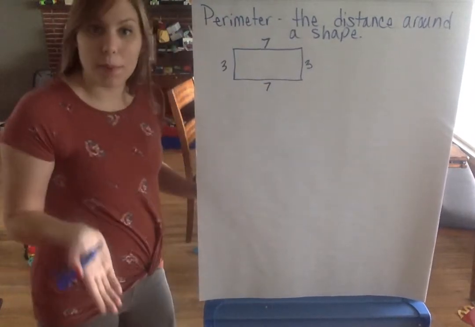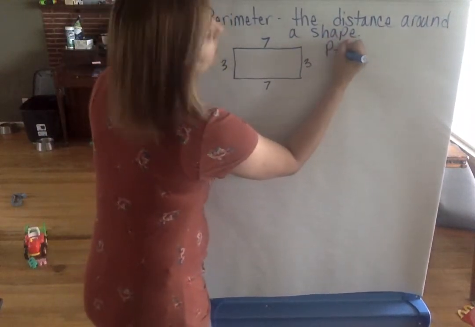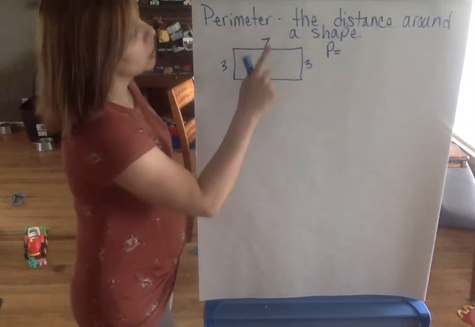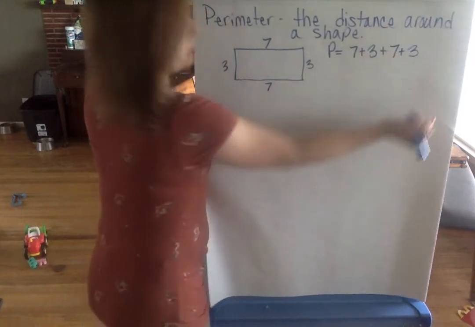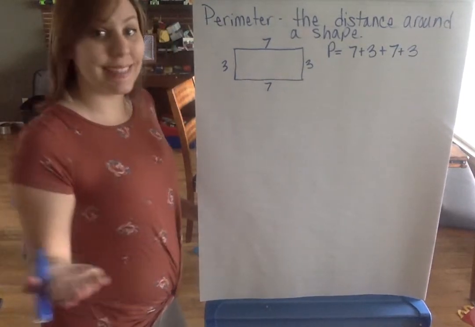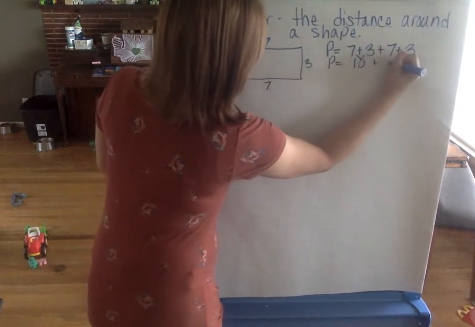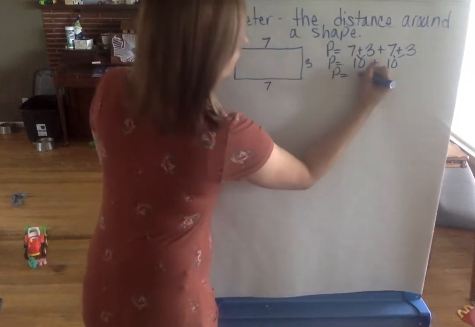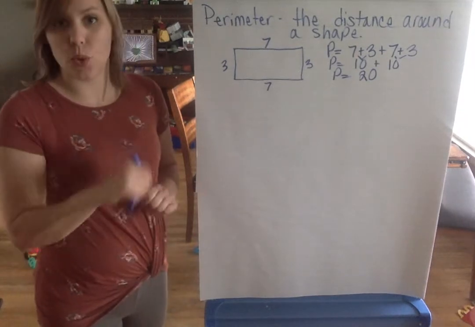And then I can find my perimeter by adding all of the sides together. So I know my perimeter is all of the lengths and the widths added together, all the sides added together. So if I have 7 plus 3 plus 7 plus 3, I know my combinations of 10, and I know 7 and 3 make 10. So my perimeter would be 10 for these two plus 10 for those two. And 10 plus 10 is 20. So my perimeter is 20. It would take me 20 spaces to go around the shape.